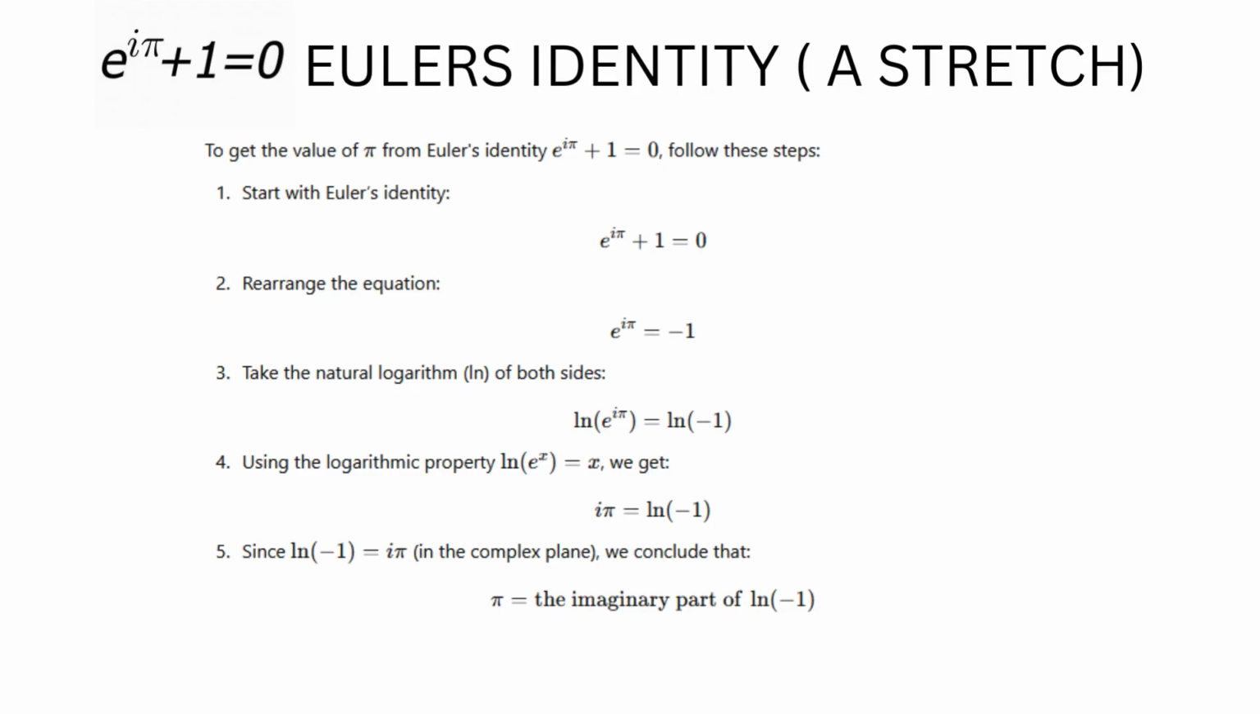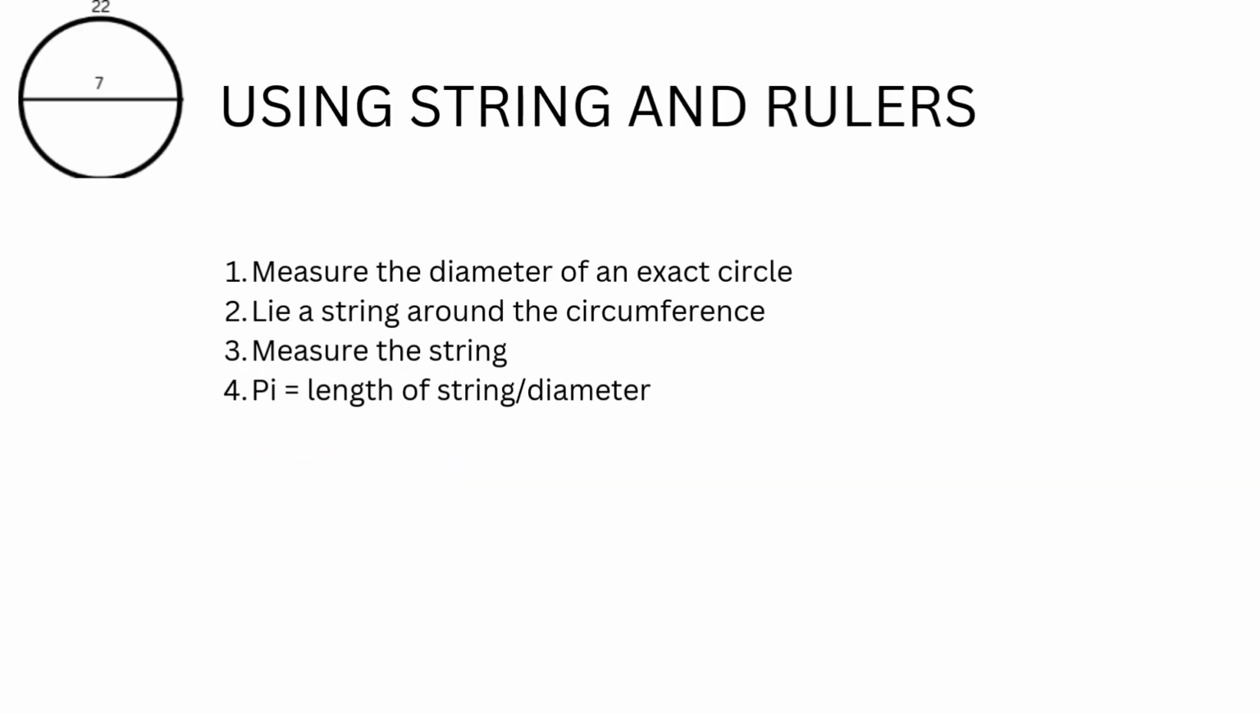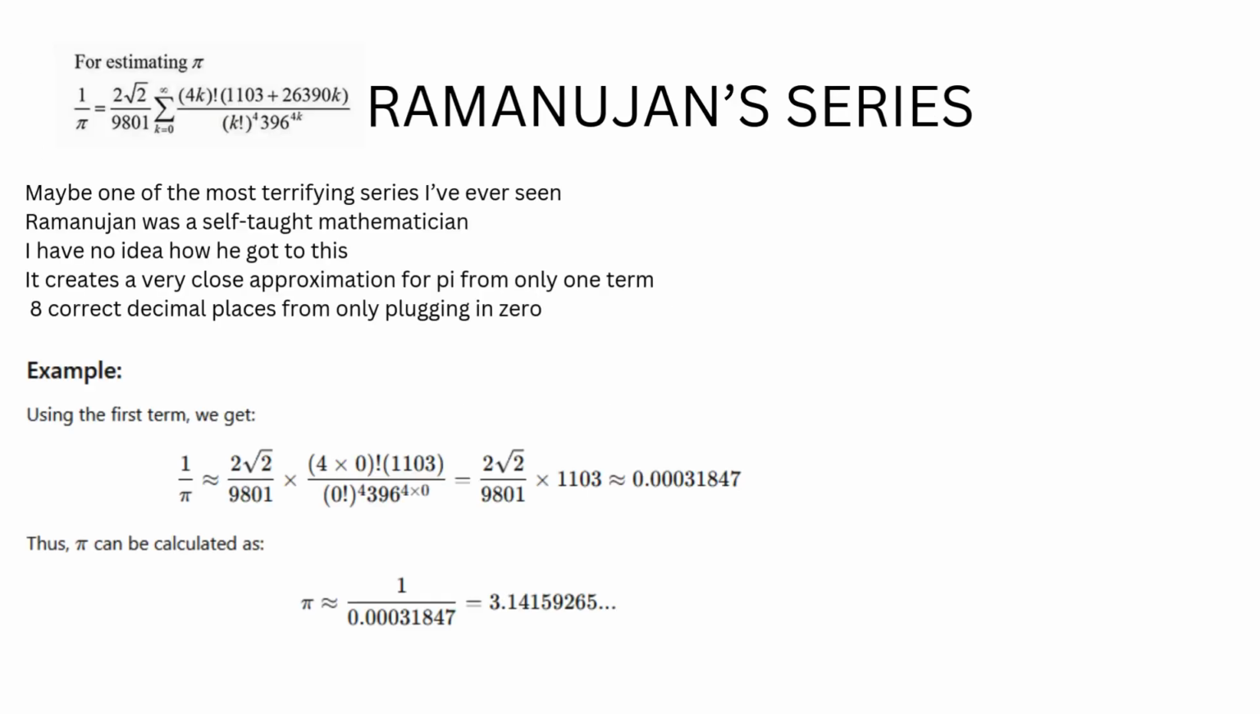Using a string and ruler, you have seen this before at school, but just take the diameter of a circle, then lie a string around the circle, measure the string, and pi is equal to the length of string over the diameter. Ramanujan's series is a lot more complex and possibly the most terrifying thing I have seen.